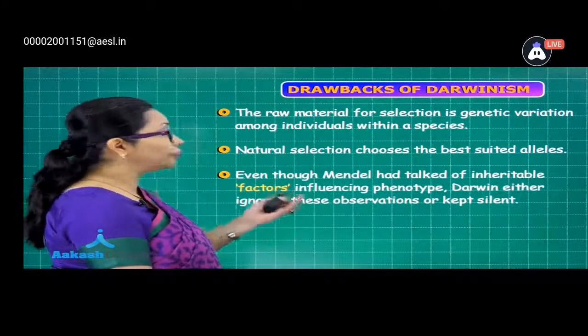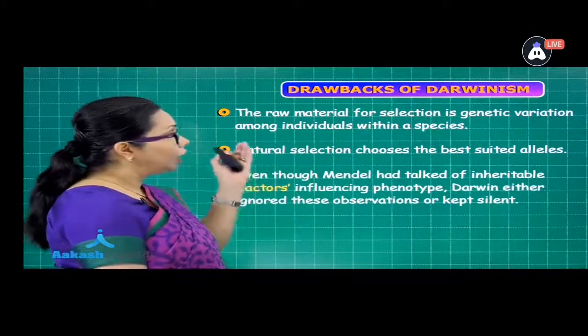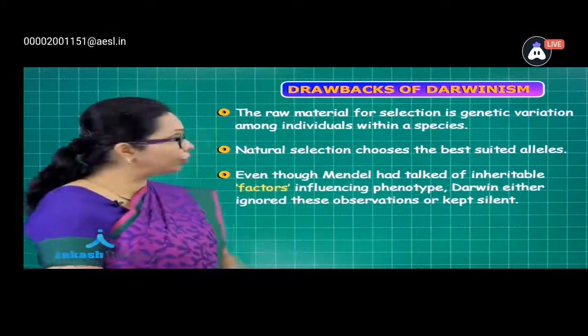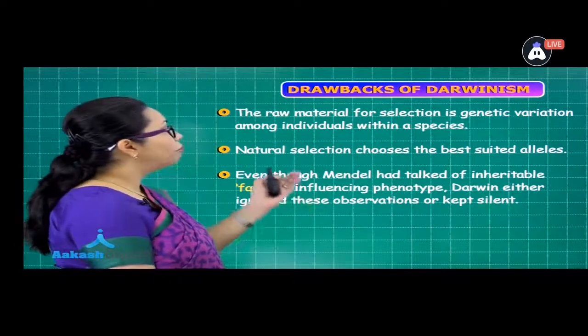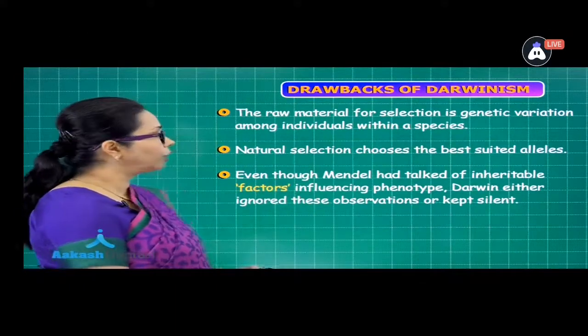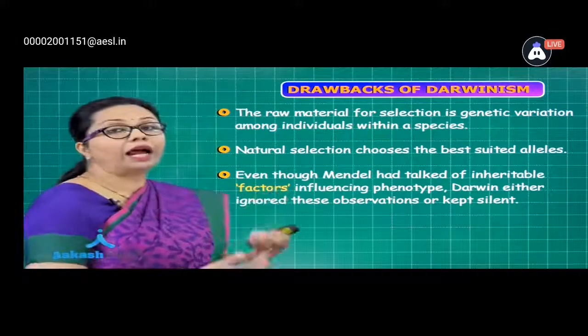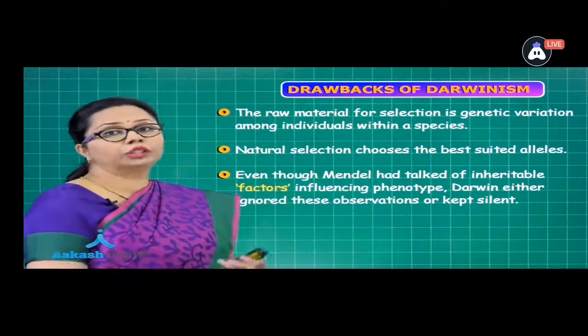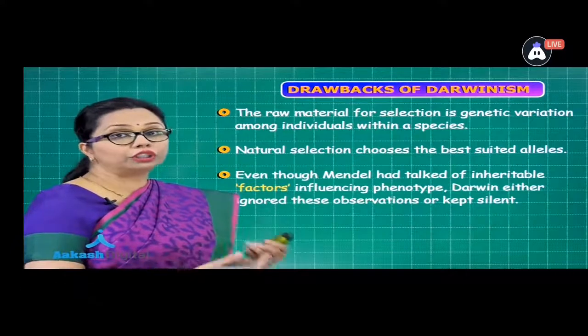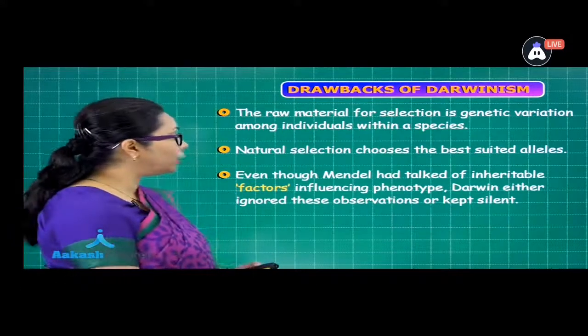And last but not the least, of course, while Darwin had formulated his theory, during that same time, Mendel had also talked about inheritable factors. At that time, of course, the term genes was not introduced. It was just factors according to Mendel.